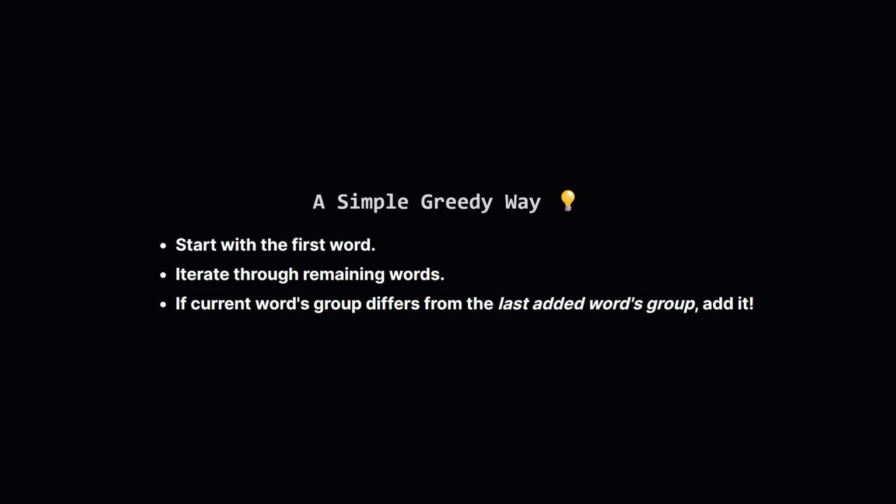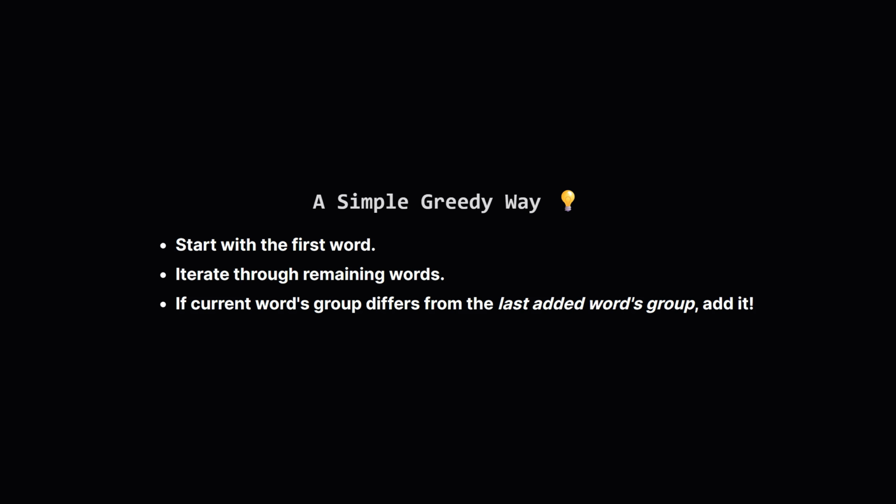So the idea is pretty straightforward, often called a greedy approach. We make the choice that looks best at each moment. First, we'll definitely include the very first word in our result list. We have to start somewhere, right? Then, we'll look at the second word. If its group is different from the first word's group, fantastic. We add this second word to our result list.